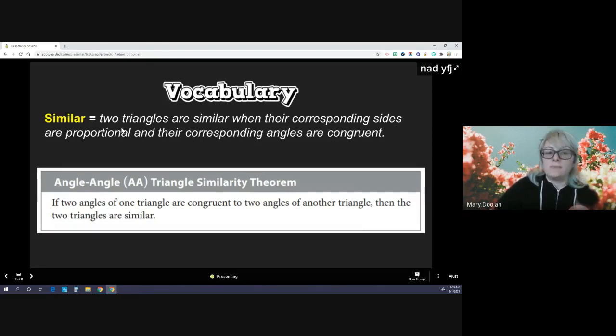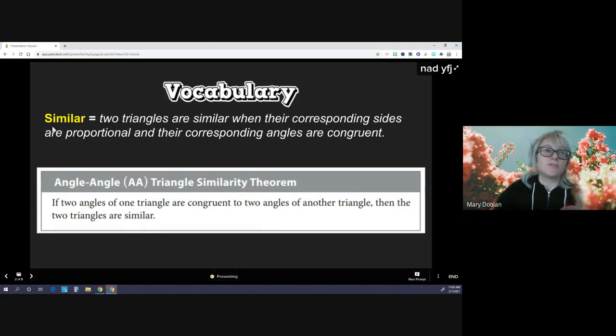Okay. And so this right here, the angle-angle triangle similarity theorem, this is the main idea here. This is the theorem that we're learning about, AA. If two angles of one triangle are congruent to two angles of another triangle, well, then that's enough information for us to say those two triangles are similar.